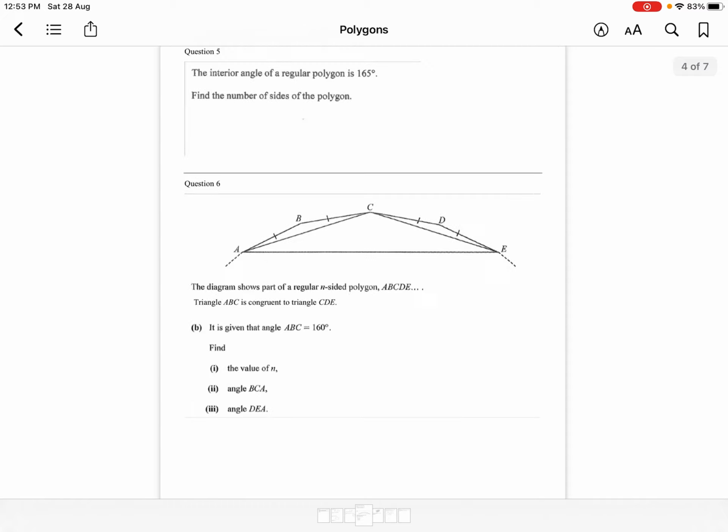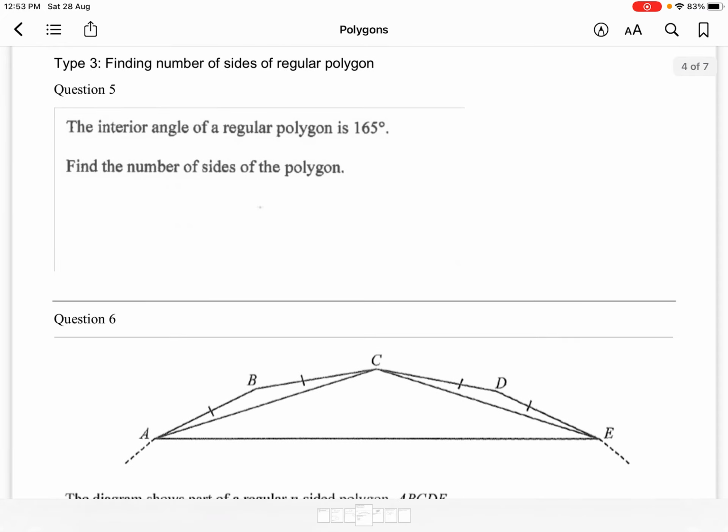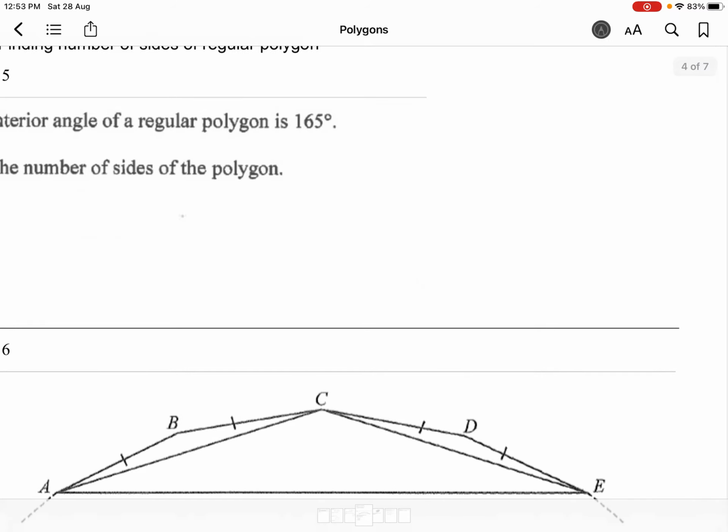Next type of question over here is, for example, if I were to give you certain information, either the exterior angle or the interior angle of a regular polygon, and to use it to find the number of sides.